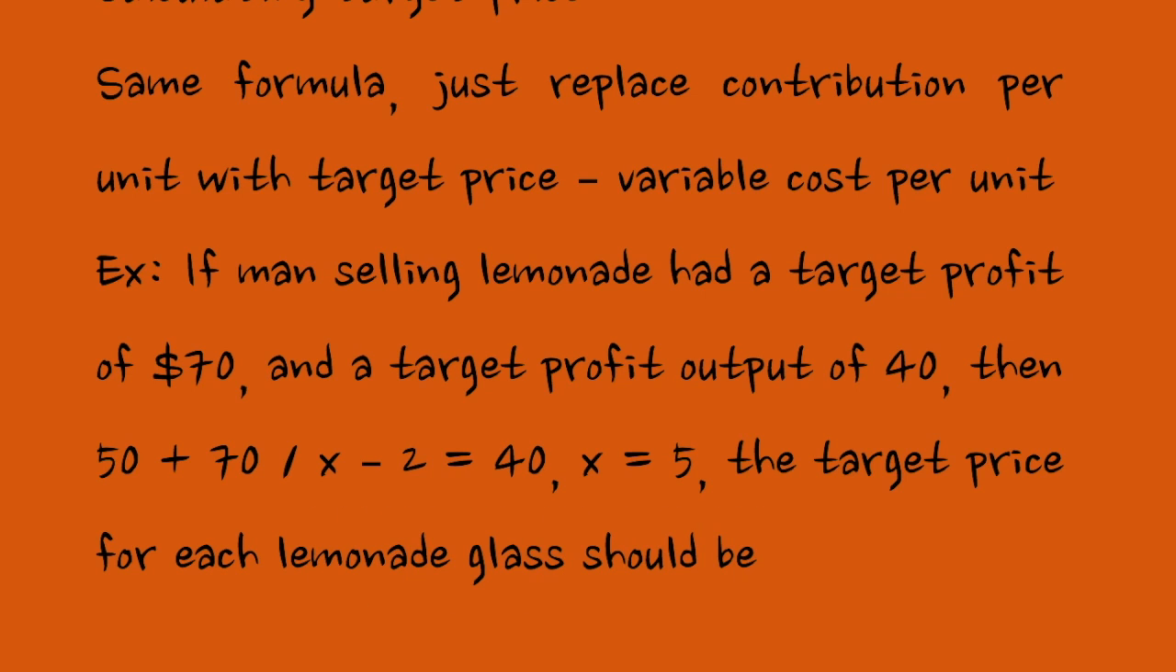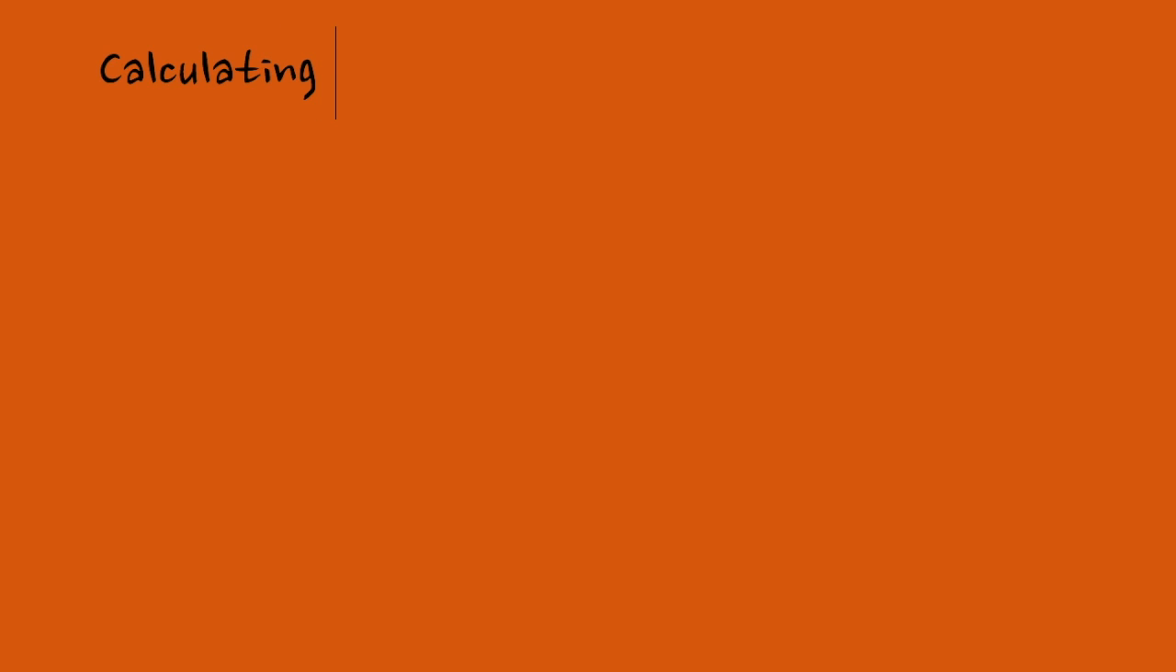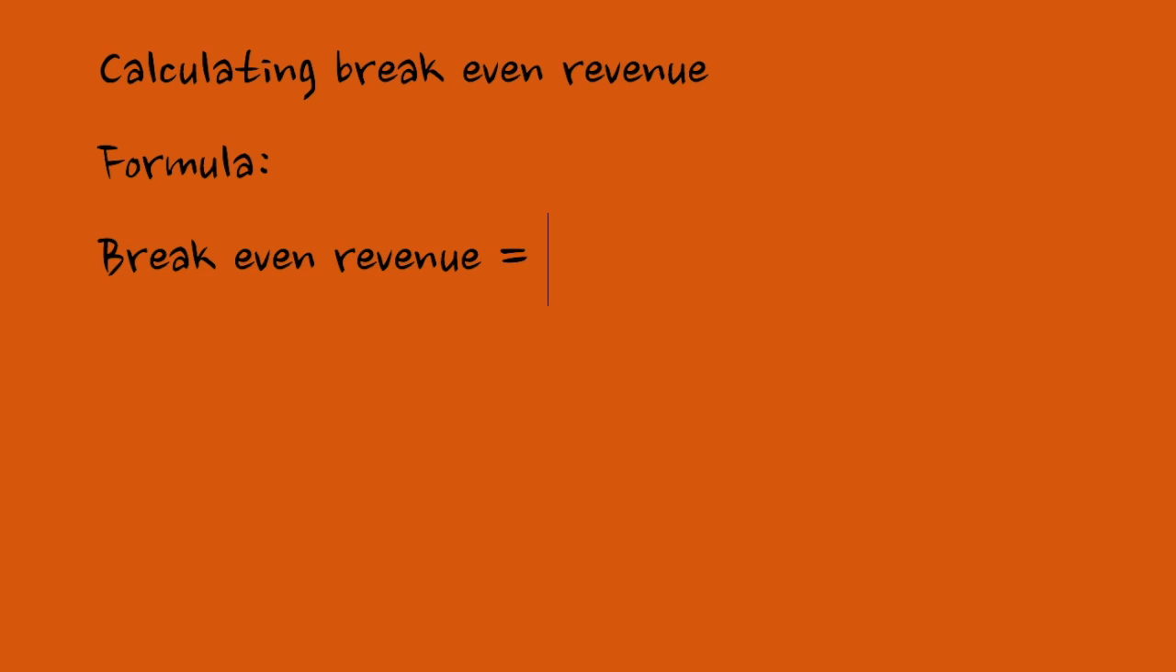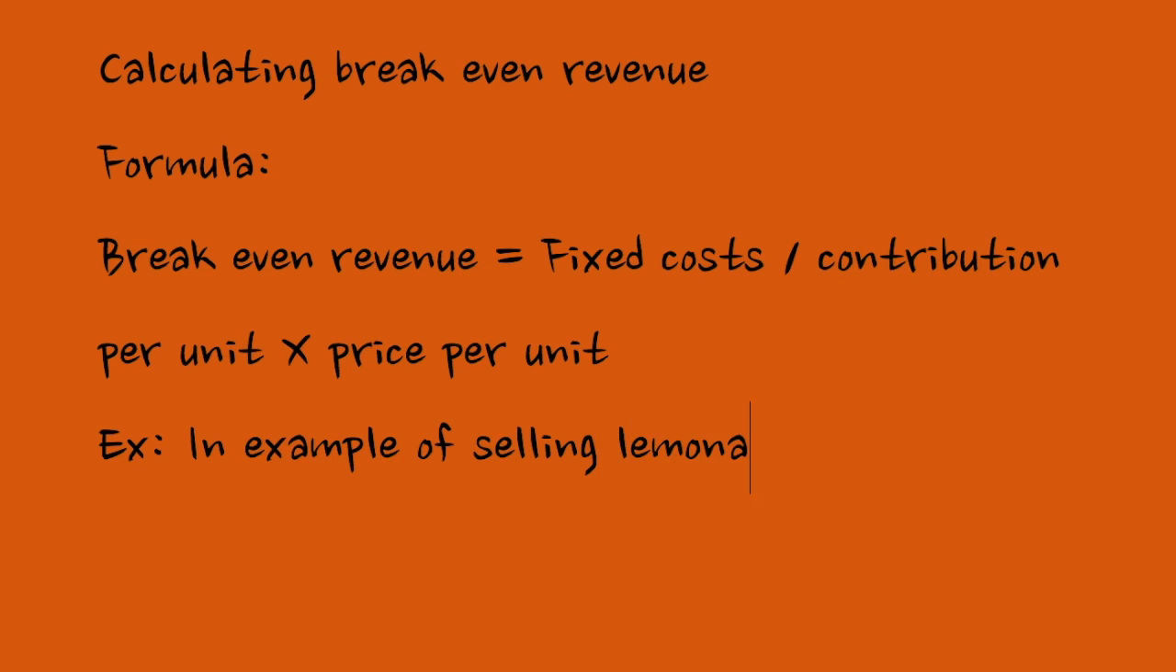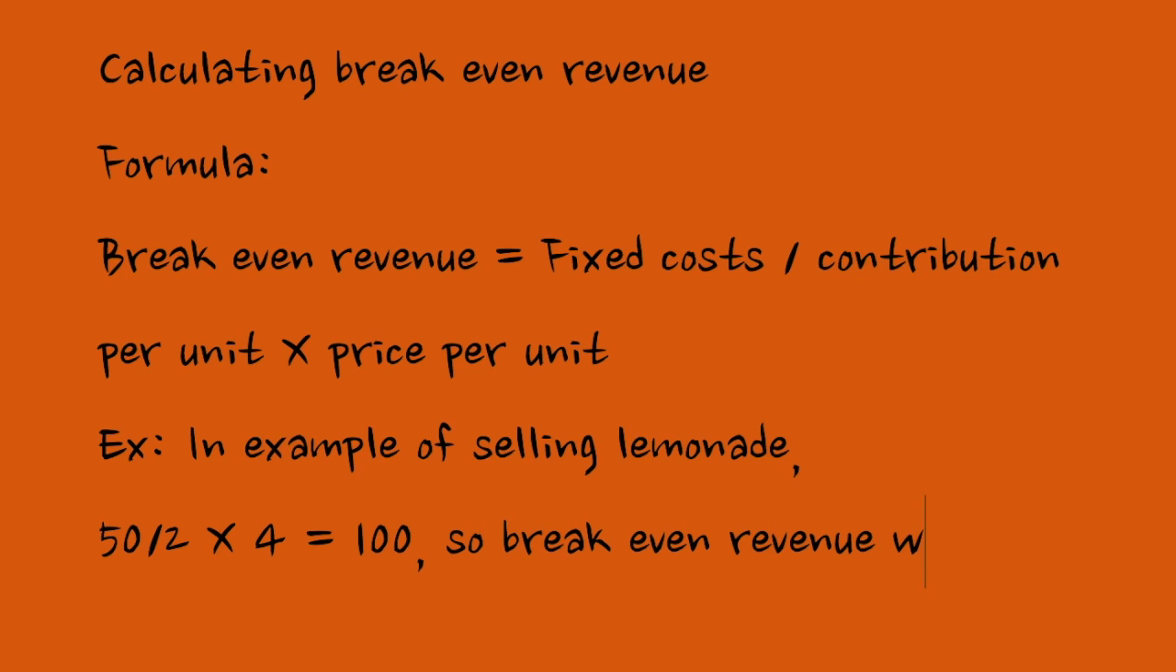This would result in x being 5, and then telling us that the target price for each lemonade glass should be $5. For calculating the break-even revenue, the formula would be break-even revenue equals fixed costs divided by contribution per unit times the price per unit. For example, with selling lemonade, the formula would be 50 divided by 2, which 50 being the fixed cost for the lemonade stand divided by the contribution per unit of $2, times 4, which is the price per unit of each lemonade glass, and the break-even revenue would be $100 according to the formula.